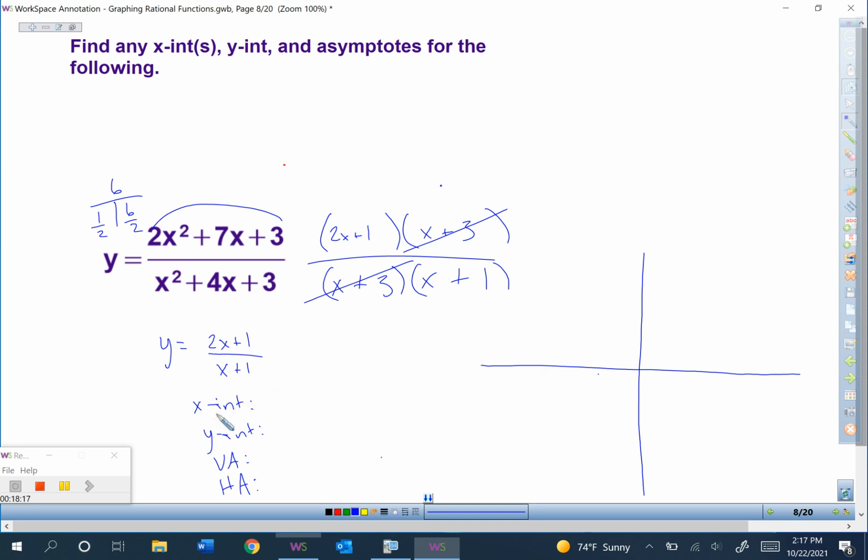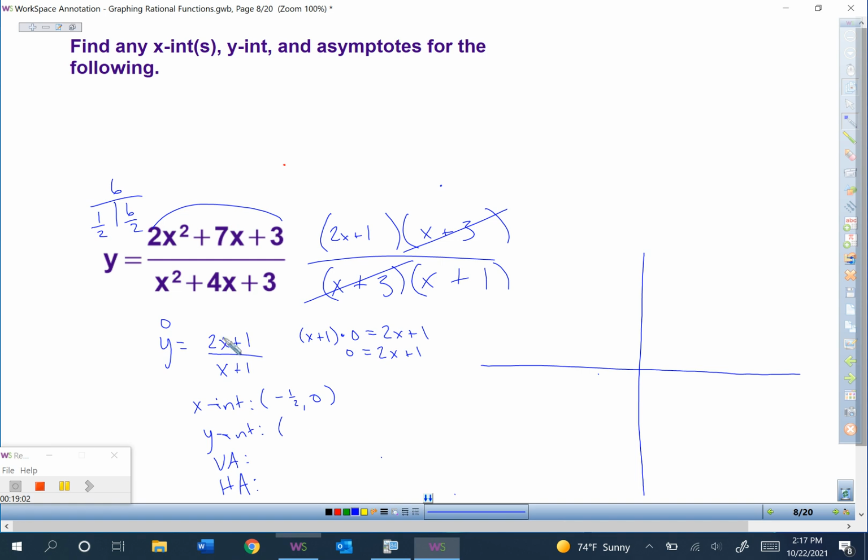Alright, remember x-intercept comes from y is 0. So when you plug in y is 0, we multiply the denominator over. This becomes 0, and then we just solve for x. So negative 1/2, comma 0. Remember, just opposite of numerator.